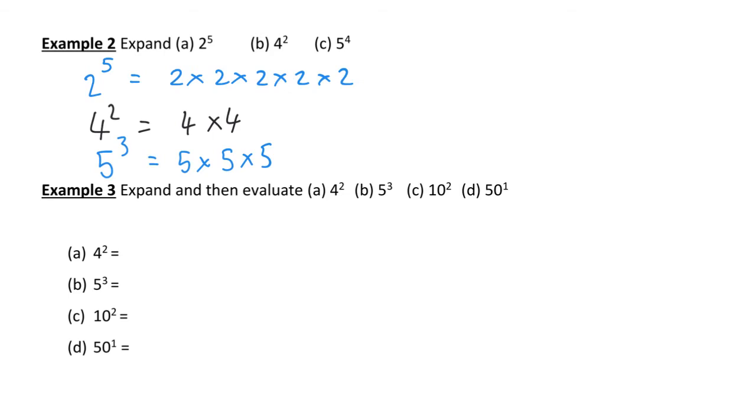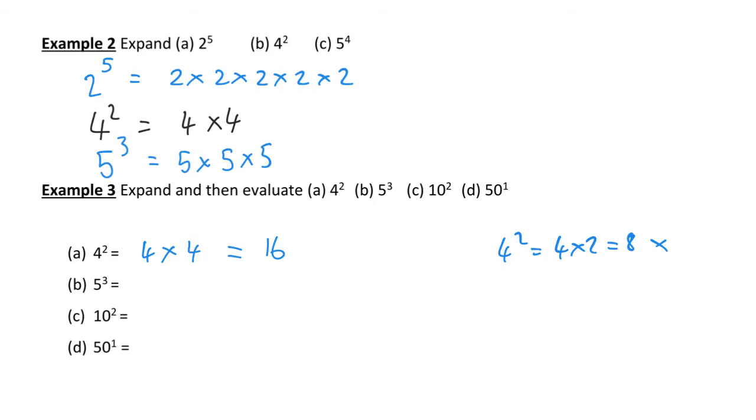Example 3 is expand and then evaluate. Evaluate means we're going to actually work out the answer. So part A, 4 squared. 4 squared we know is 4 times 4, and 4 multiplied by 4 is 16. Again, the common mistake some people will make is to say 4 squared is 4 times 2, which is 8. But that's not right.